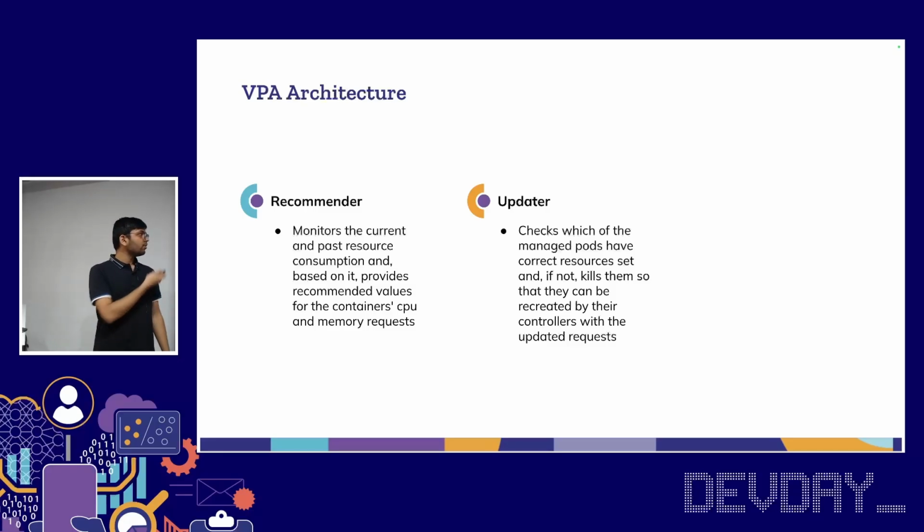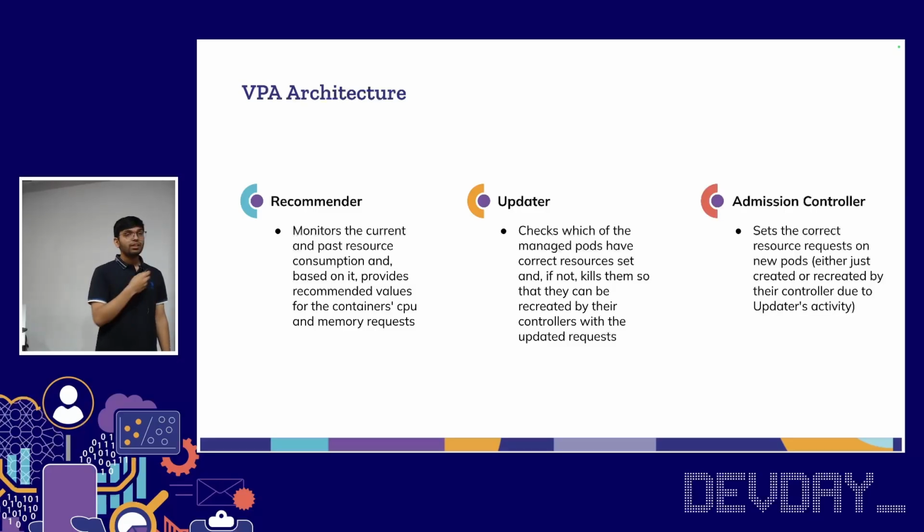So yeah, based on the update policy, it can kill the pod as well. That's where the admission controller comes in. After you kill a pod, a new pod would try to get scheduled. But what the admission controller will do is intercept that request. It will look at whether it closely matches the recommender's recommendation. If it does not, it will update it and let it go through so that it gets scheduled.